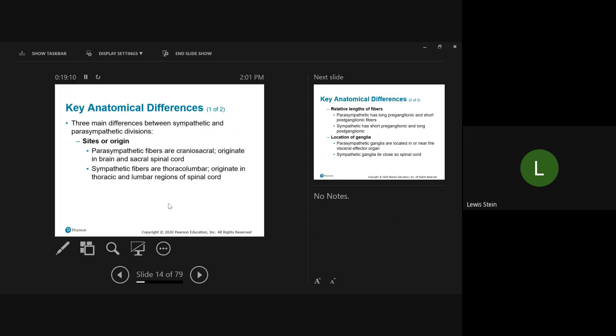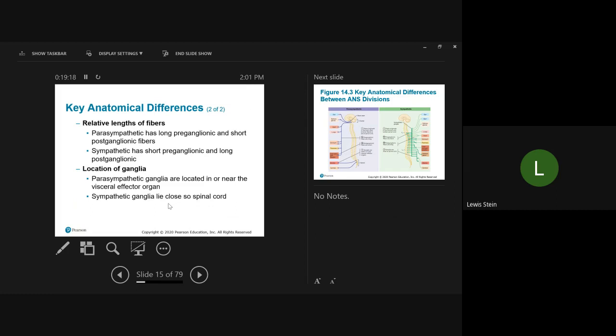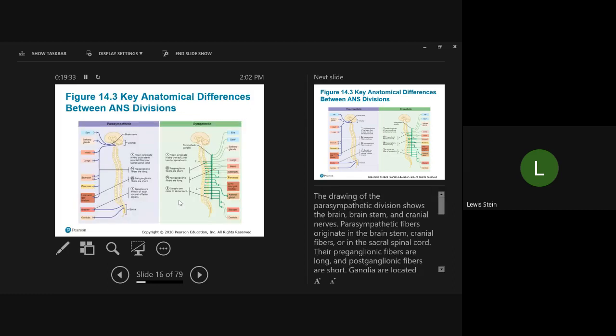Parasympathetic craniosacral, sympathetic thoracolumbar, some people say thoracodorsal, and those are its origins. Parasympathetic is long pre, short post, sympathetic the opposite. Parasympathetic ganglia are near the target, near the heart, near the stomach. Sympathetic, very close. The sympathetic chain, you'll see, is very, very close to the spinal cord.